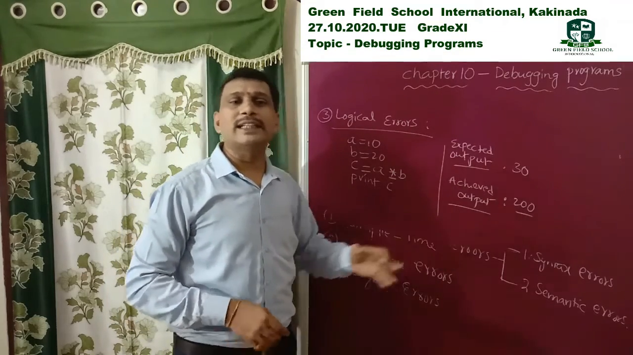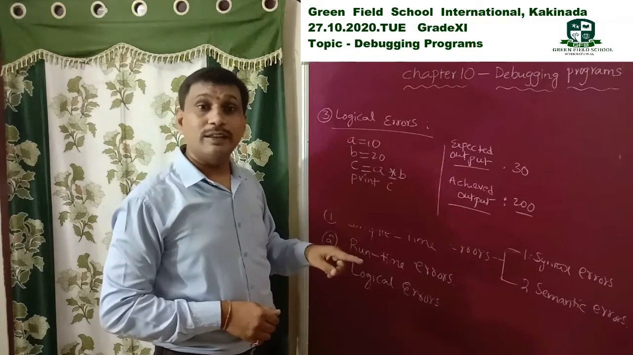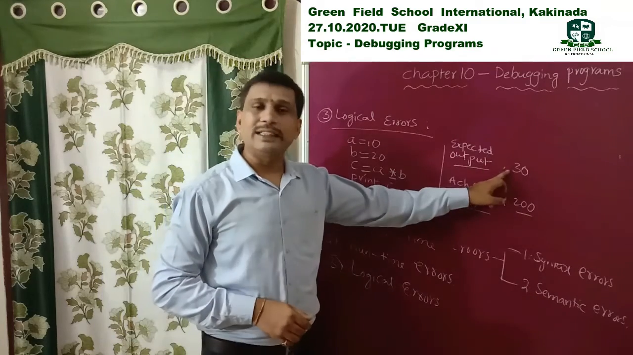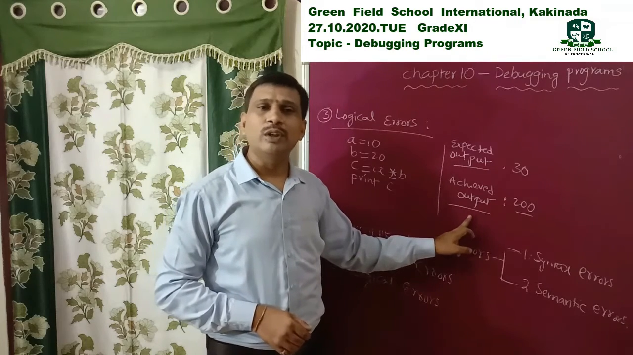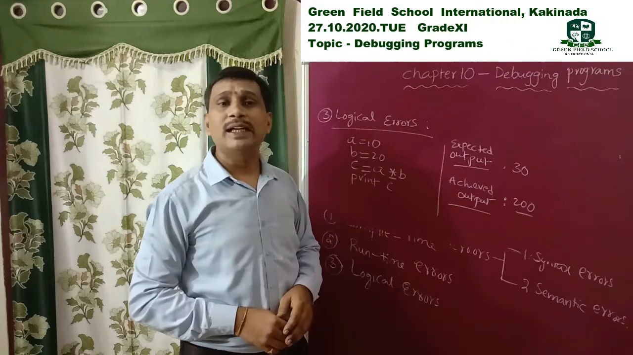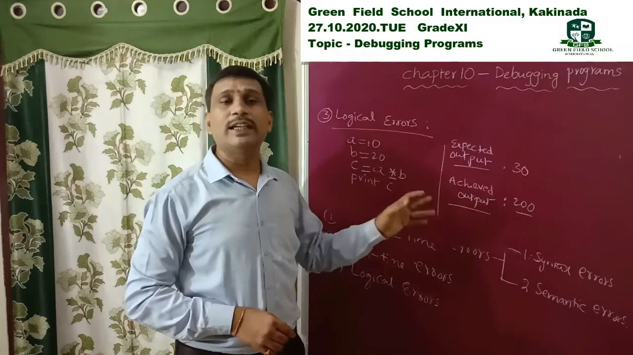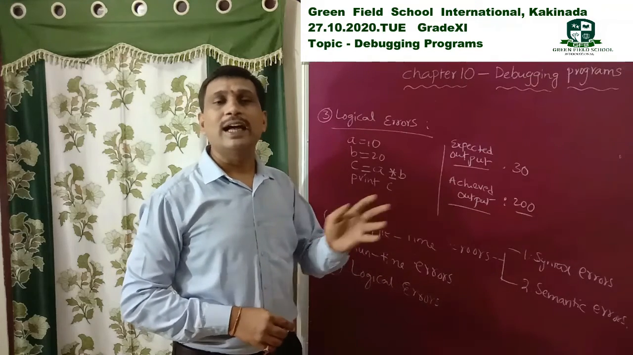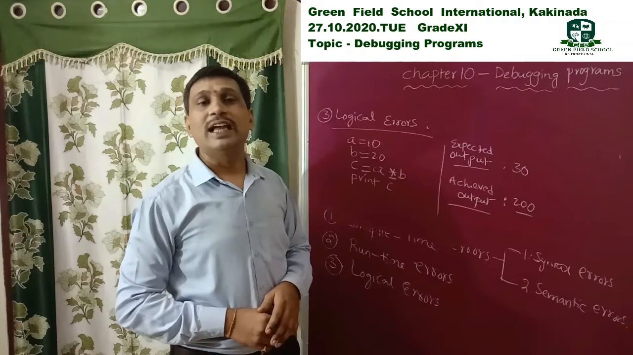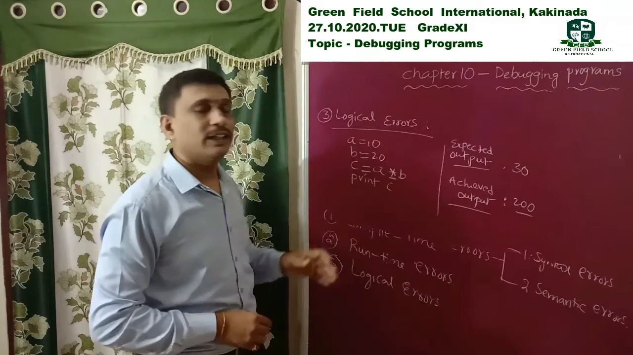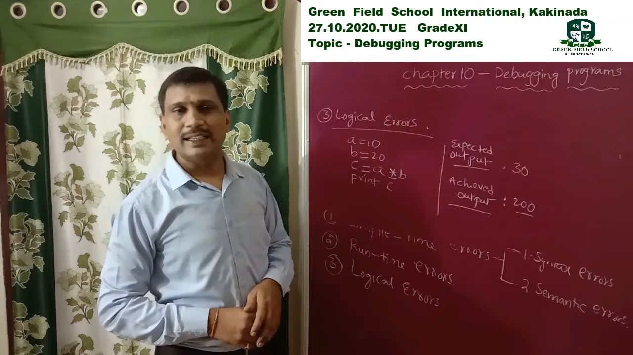So here no mistakes are there, but our expected output is 30, but it doesn't display the value 30 here. It displays the value 200. Why? Because without giving any error, it displays another value. So this one is also one of the errors. This type of error is called a logical error.